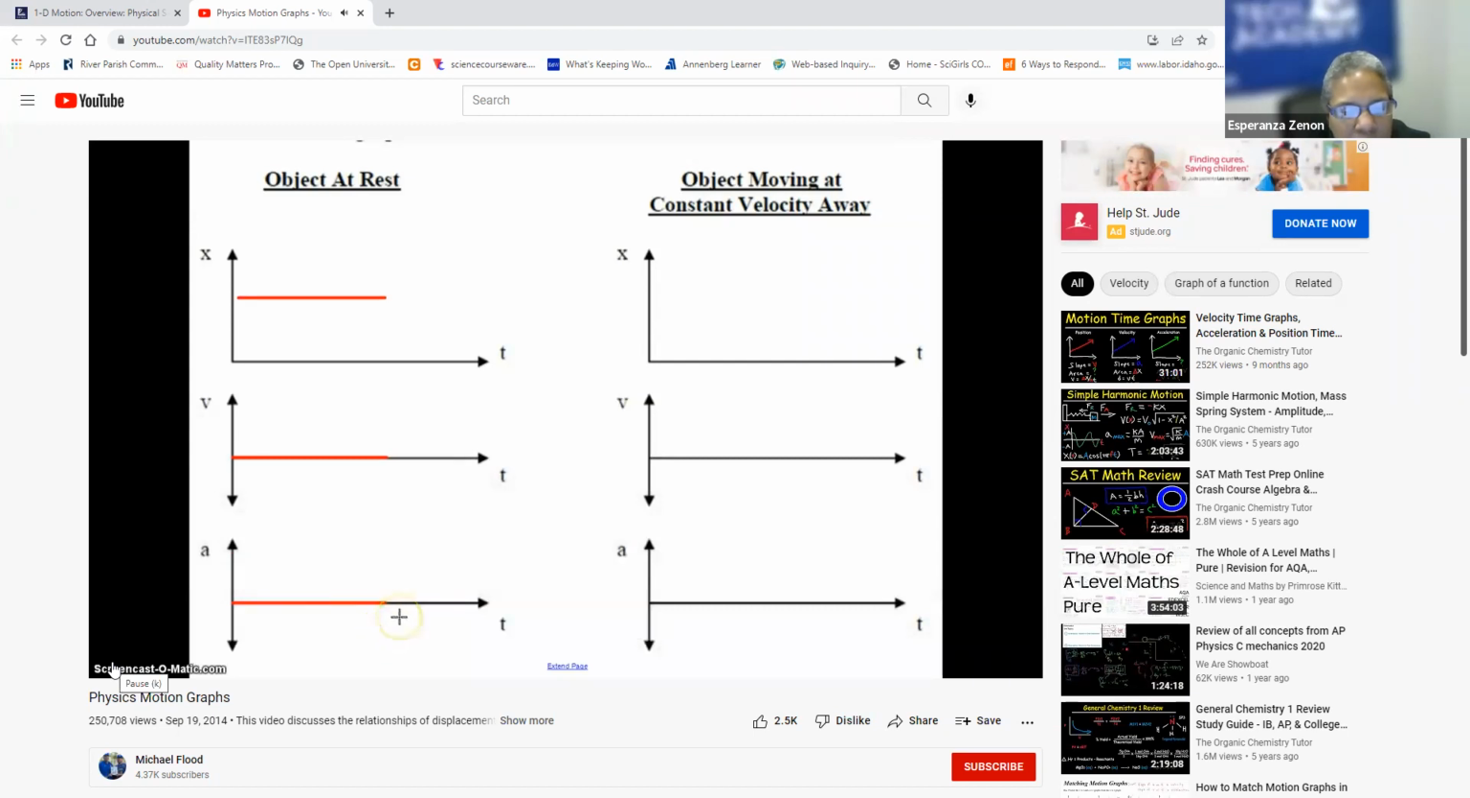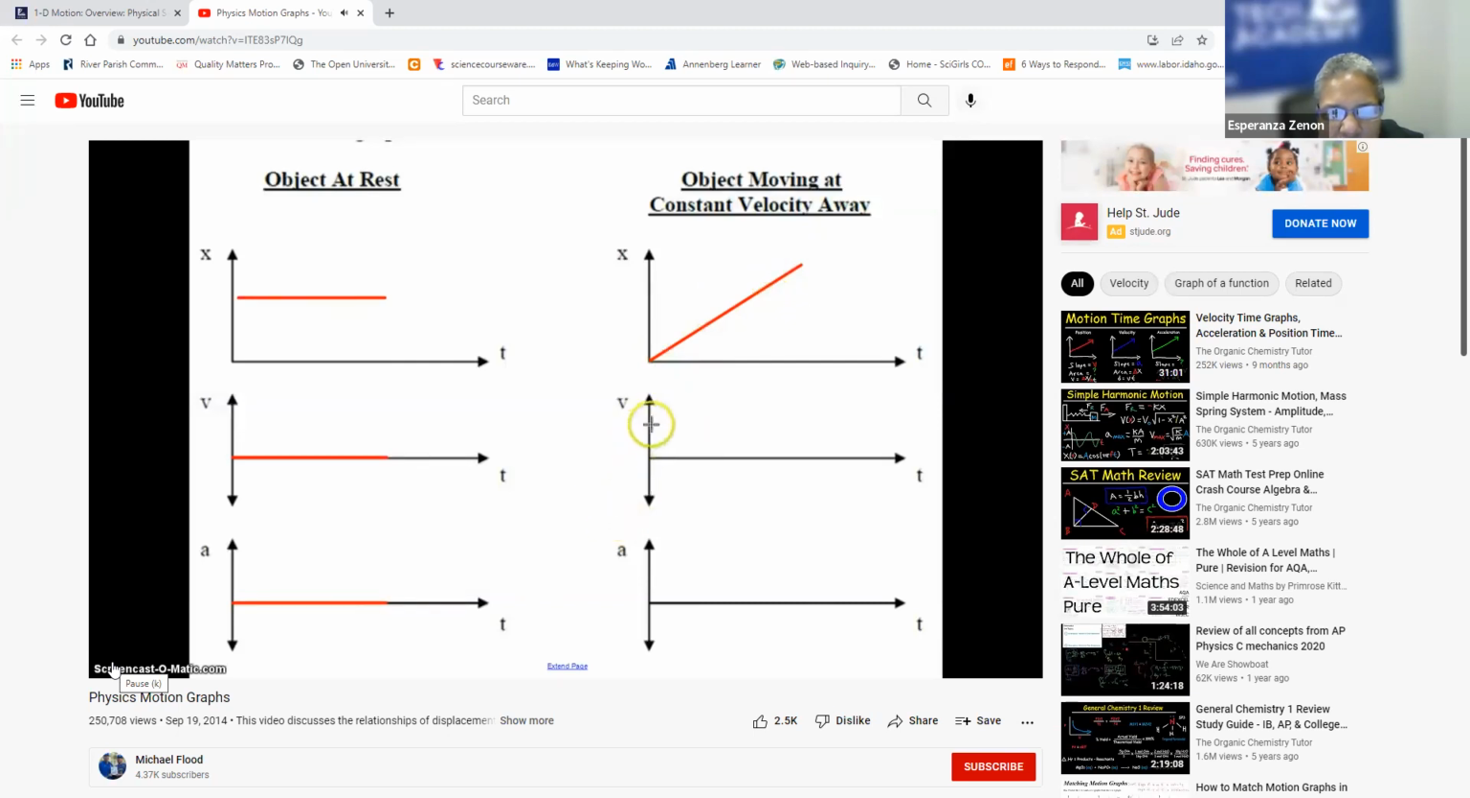We now go to an object moving at constant velocity away. What does that mean? That means the velocity is constant, but the distance is increasing over time. So this, of course, would be a straight line, sloped upward. And if you take a look, the X numbers are getting bigger while time is moving in a positive direction. That's the only direction time can move. And the fact that the line is straight means that the rate of change of the displacement or distance is staying constant, and of course that means constant velocity.